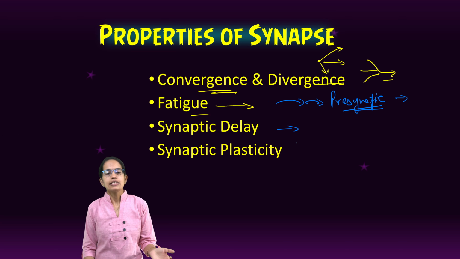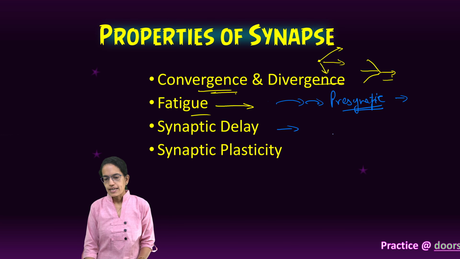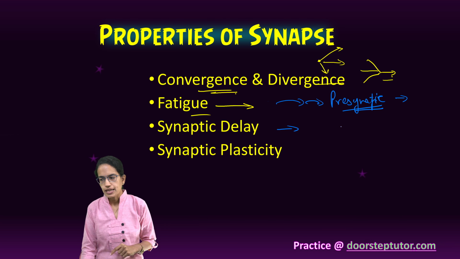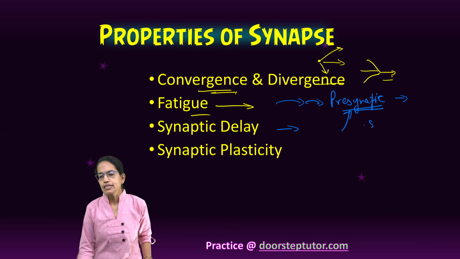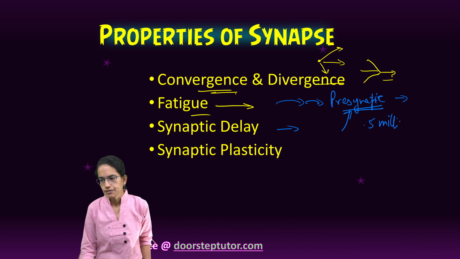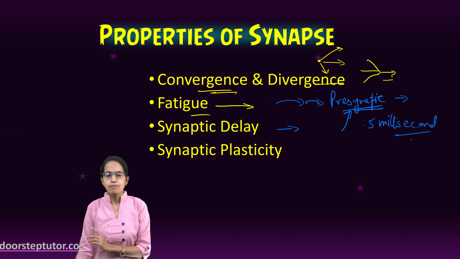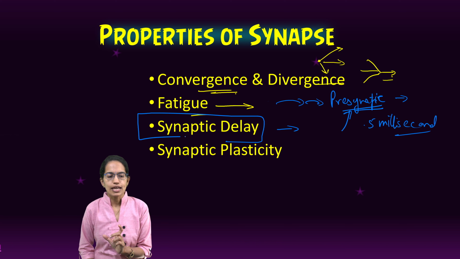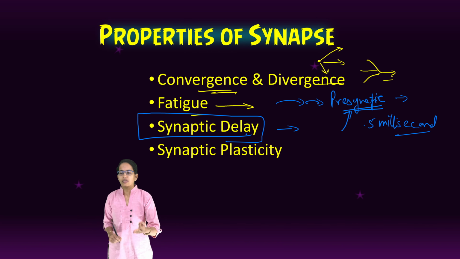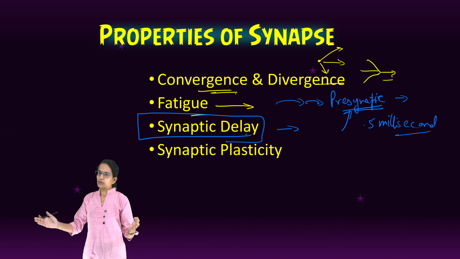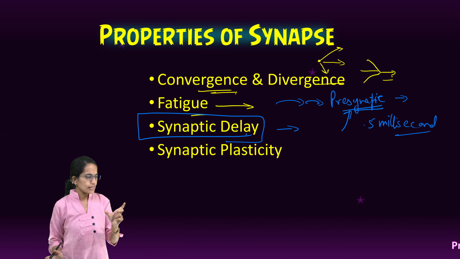The next is synaptic delay. Synaptic delay is when the impulse reaches the presynaptic terminal, but there is a gap of 0.5 millisecond before the response is obtained in the postsynaptic one, and this is what is known as synaptic delay, because from the presynaptic to the postsynaptic there is a delay or a gap. We call this synaptic delay.